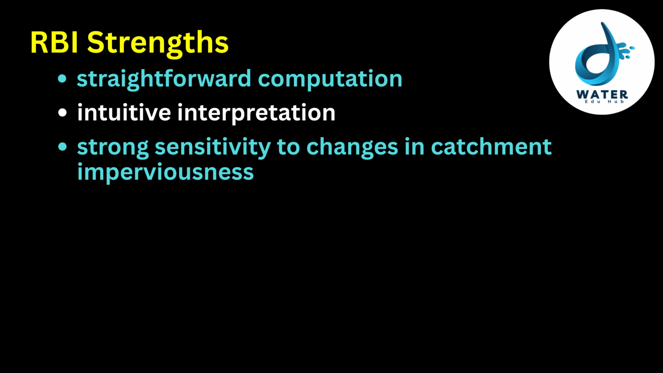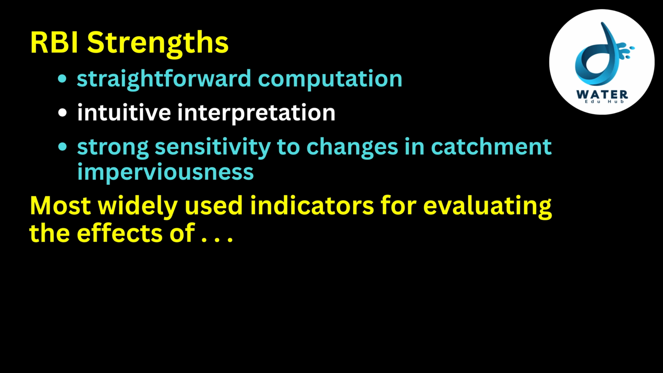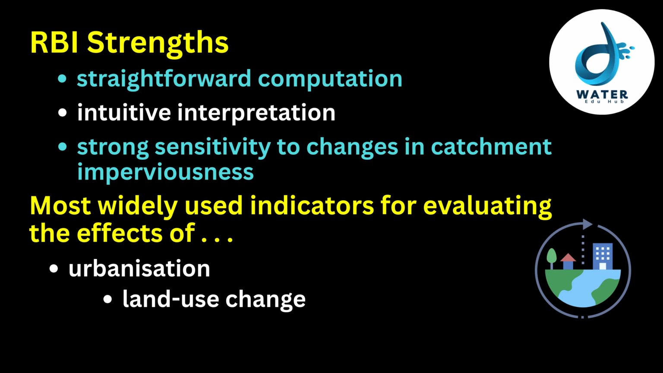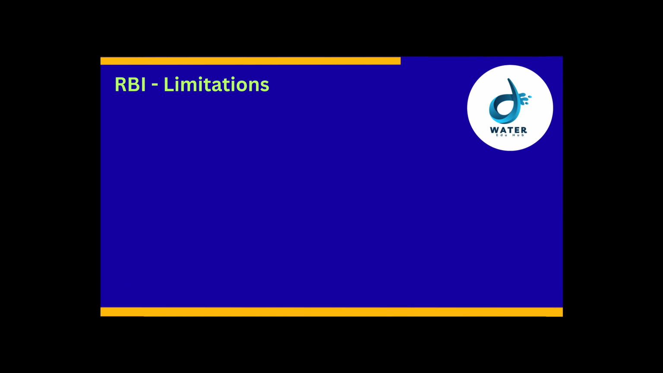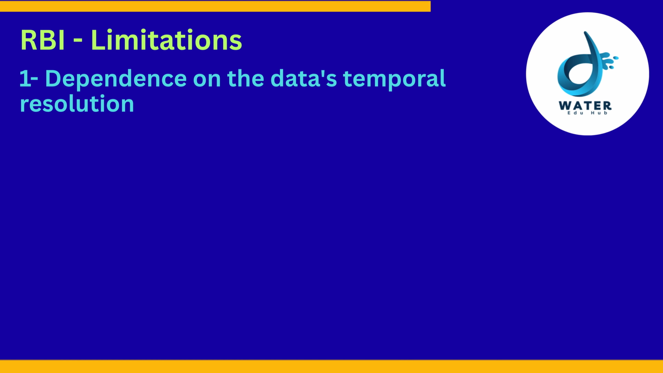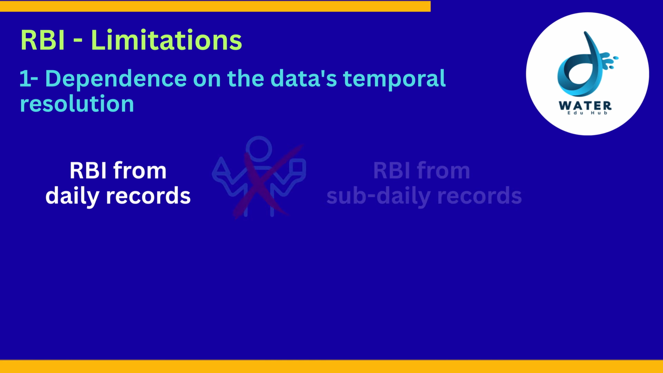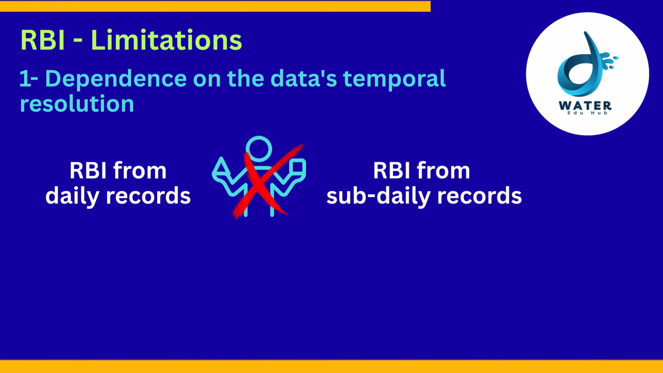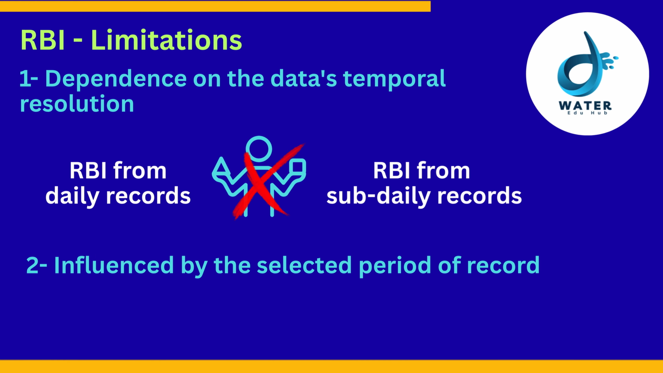Therefore, RBI has become one of the most widely used indicators for evaluating the effects of urbanization, land use change, and drainage modification. Its main limitation, on the other hand, is its dependence on the data's temporal resolution. Values calculated from daily records are not directly comparable with those calculated from sub-daily observations. RBI is also influenced by the selected period of record.